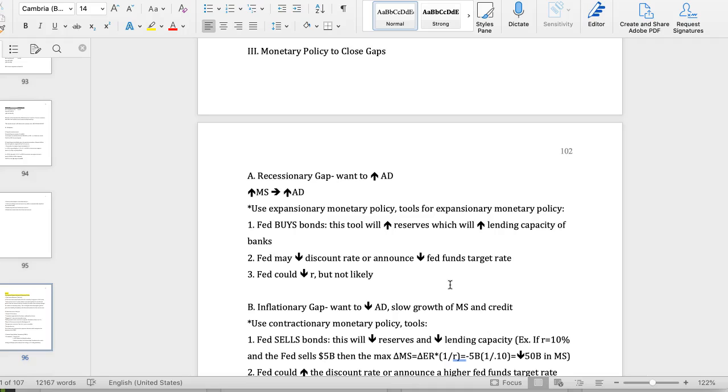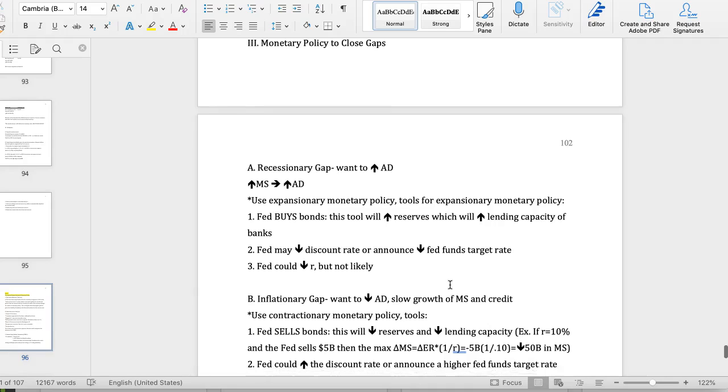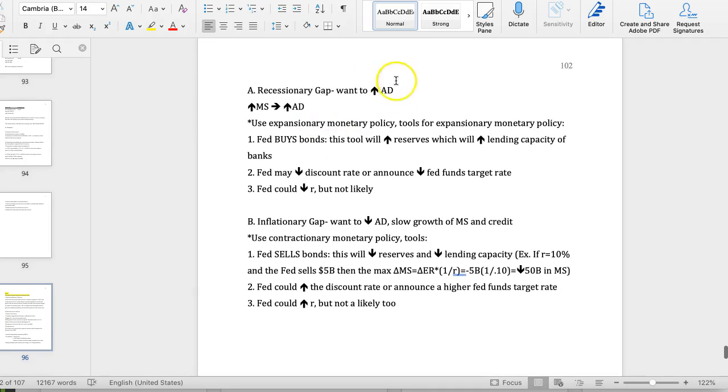So now we're going to quickly hit on how monetary policy is used to close gaps. So we're talking about inflationary gaps or recessionary gaps, which we have already spoken of. So in a recessionary gap situation, we want to increase aggregate demand. So we want to move that entire aggregate demand. And remember, aggregate demand is the demand curve of everybody in the entire economy added together. So it is the demand for every good and service in the economy. So we want people to buy more of everything.